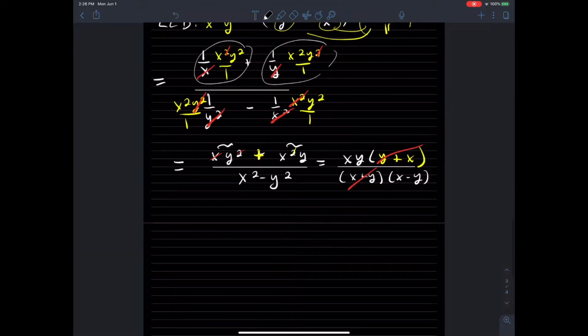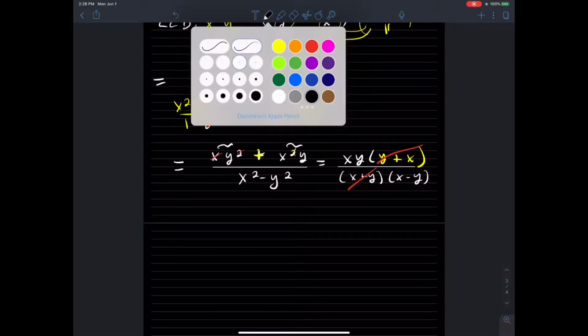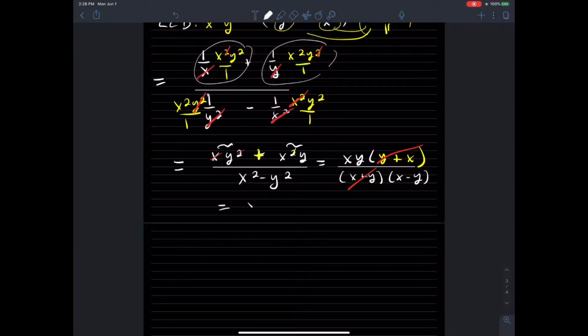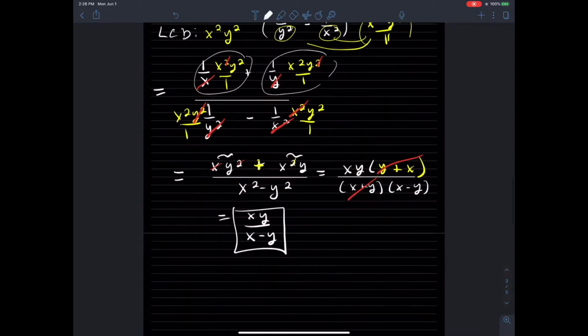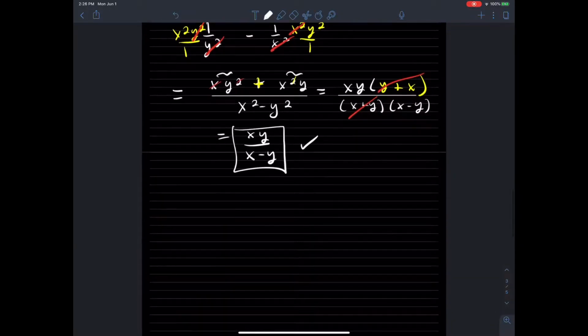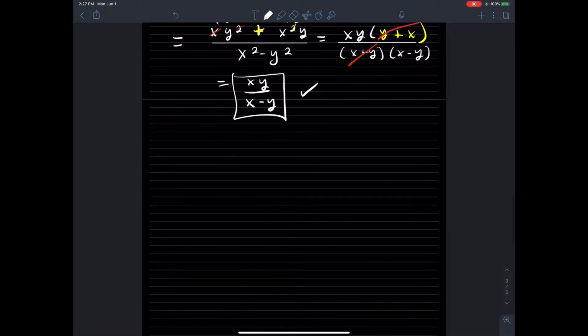And I'm left with the same answer as before, which is xy on the top, x minus y on the bottom. It's the same answer. See that? So we've learned two different methods. The second method is probably the one I use the most in trig and whenever I need it. But every once in a while, I like the first method, usually when I have more terms in it.